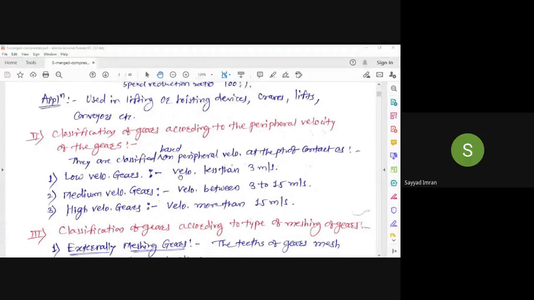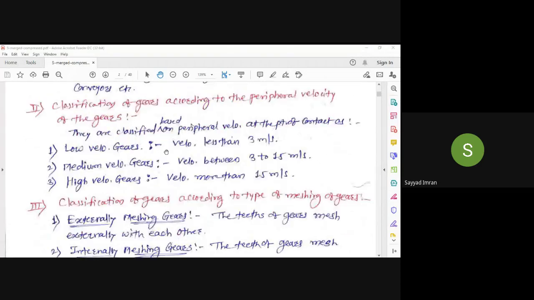Okay. Now we have seen the classification of gears on the basis of shaft axis. Now here we have to see the classification of gears according to the peripheral velocity of the gears. The gears are classified based on the peripheral velocity at the point of contact.